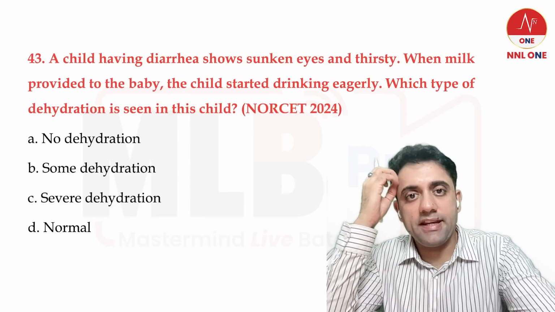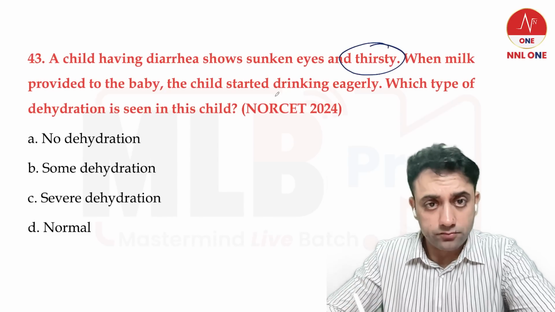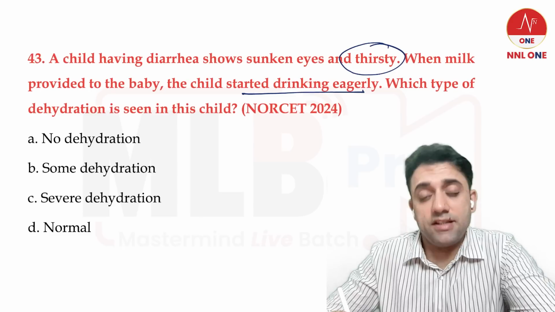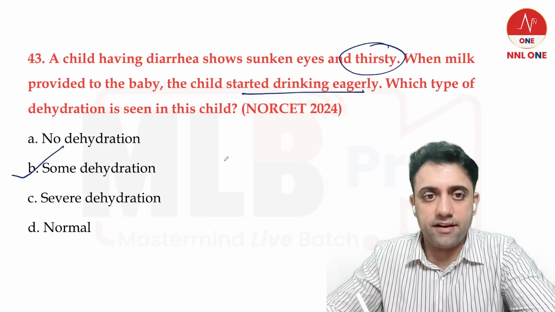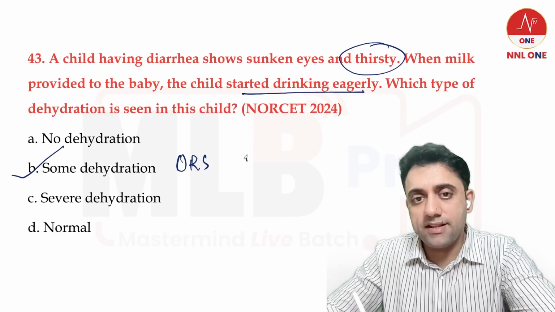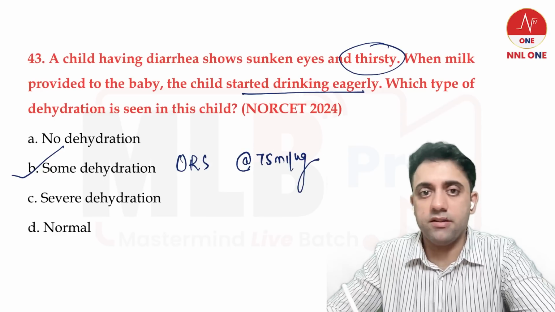A child having diarrhea shows sunken eyeballs and is thirsty. Thirsty, and the child is eagerly drinking the bottle of water. Eagerly drinking water means some dehydration, and for that we give ORS at the rate of 75 ml per kg. Please remember that.